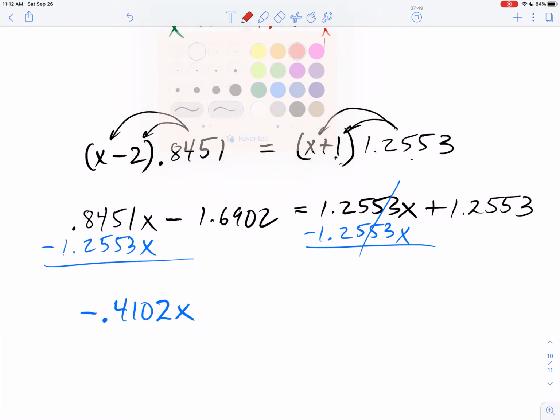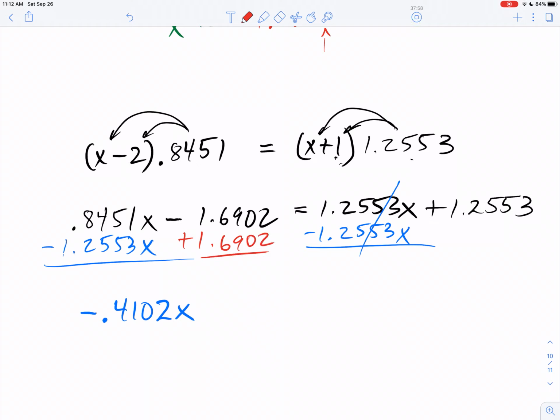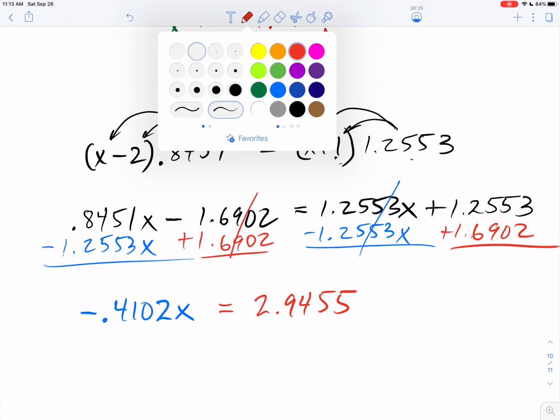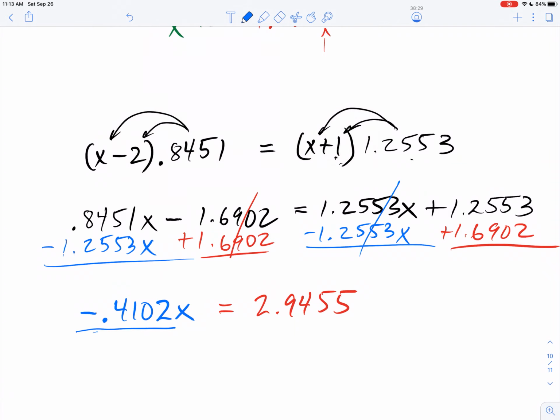Let's move these guys to the other side. Okay, so I'm going to add that to the other side, so it's gone. What's it equal? So we have 1.2553 plus 1.6902, which is equivalent to 2.9455. And I want to get x by itself, so let's divide. I'm just going to divide both sides by this number.